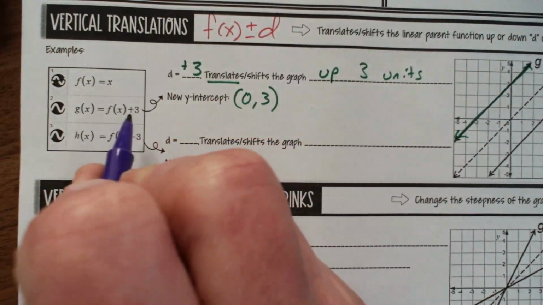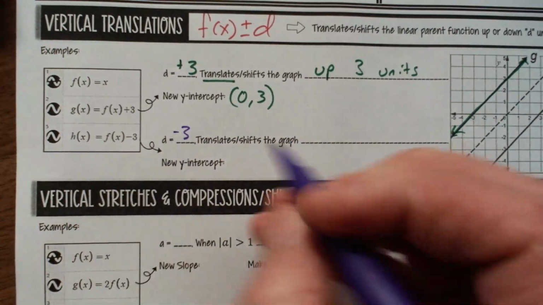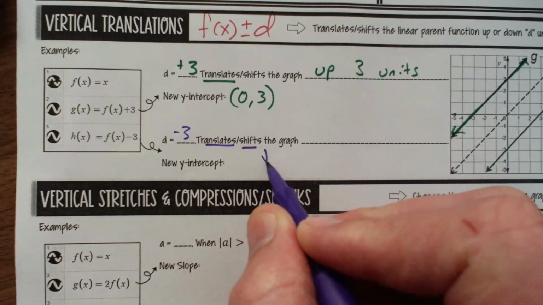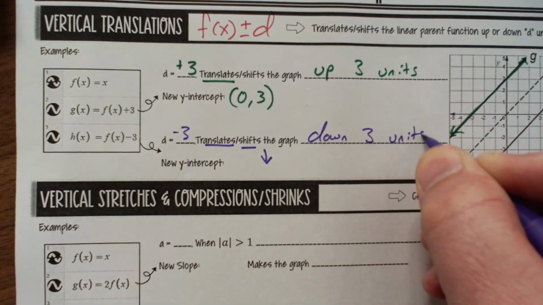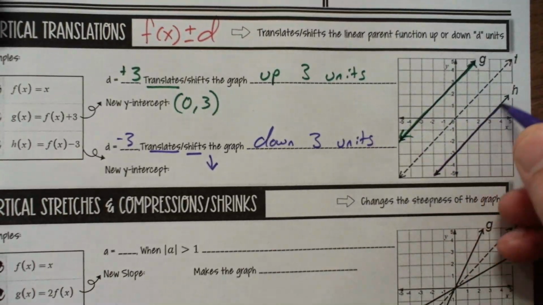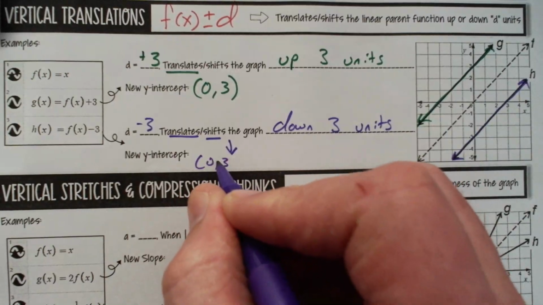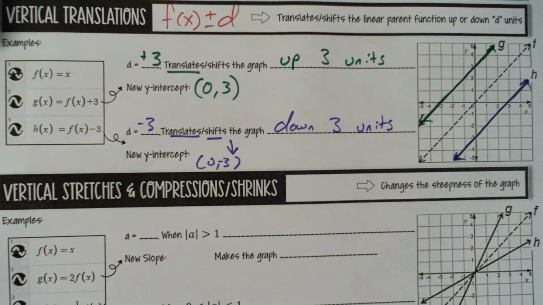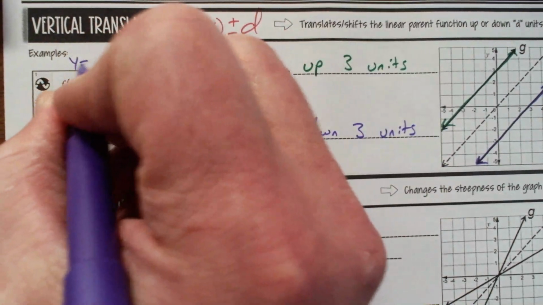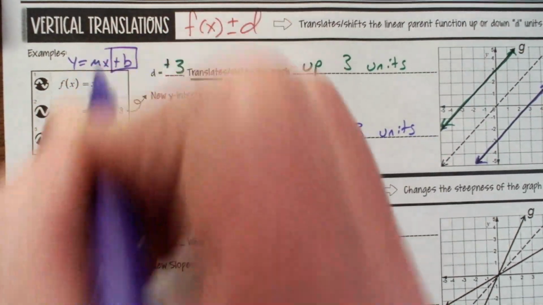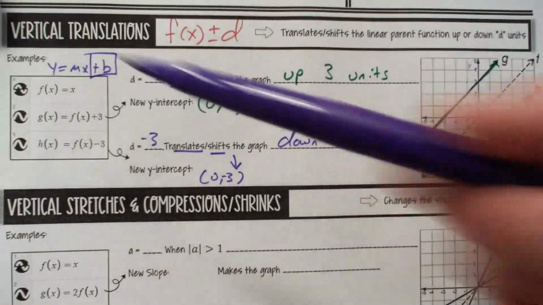If we do the exact same thing, but instead of adding 3, we subtract 3, our d value is negative 3. This is going to translate or shift the graph down by 3 units. So it's going to create this function right here, and our new y-intercept is (0, -3). This makes sense because this acts like our b value in y equals mx plus b. We are shifting that y-intercept up and down when we change that value.